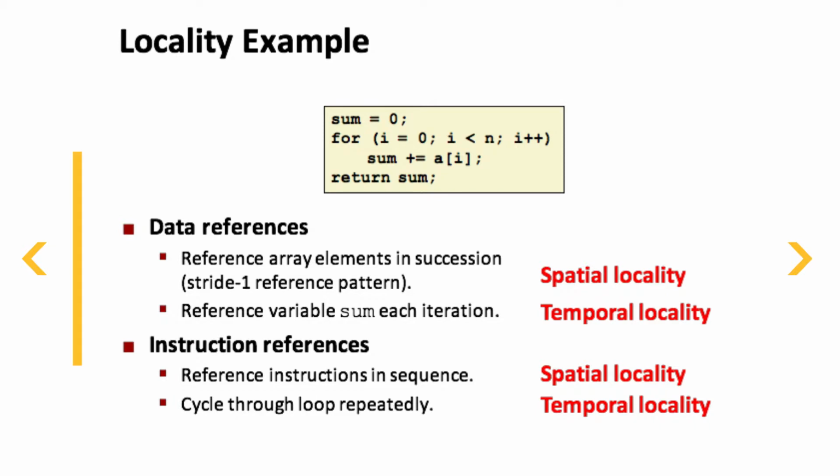Now, that might seem a little abstract just from the definition, so let's take a look at an example. Here we have a very, very simple for loop that just loops through an array and sums up all the elements, then returns that sum.